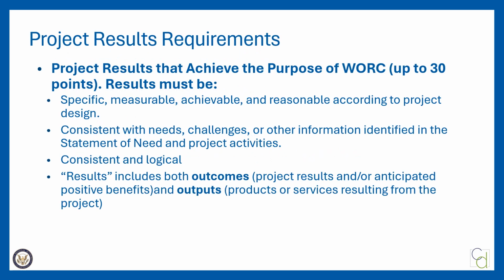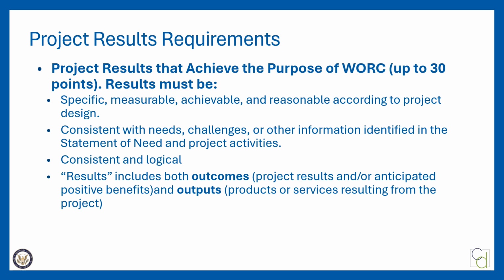Now let's dive into today's topic of project results and achieving the purpose. The project results section is worth up to 30 points. As described on page 22, results must be specific, measurable, achievable, and reasonable, as well as consistent with the needs, challenges, and other information identified in the statement of need and project activities described in the project description. Results also must be consistent and logical.